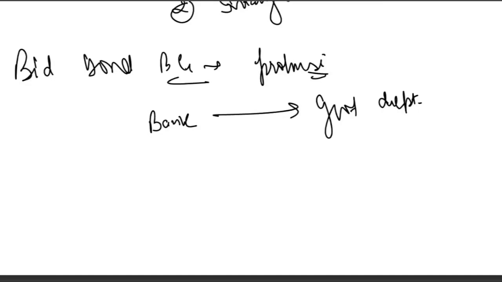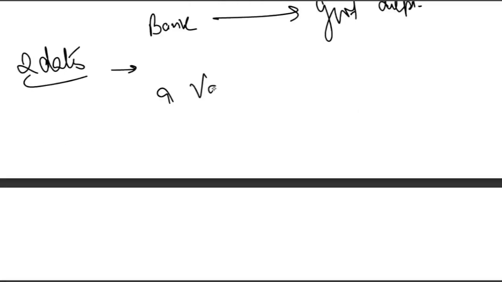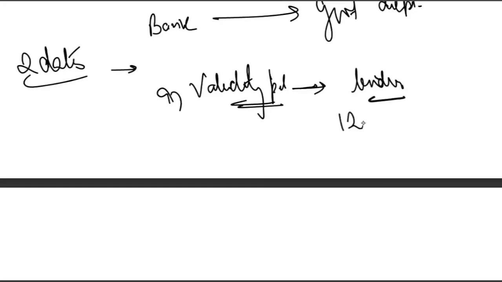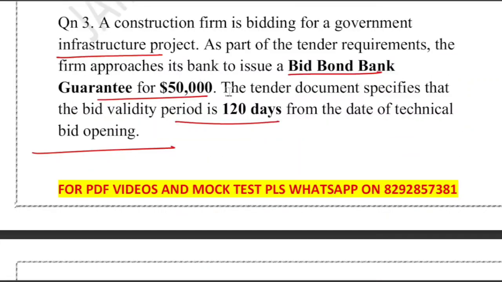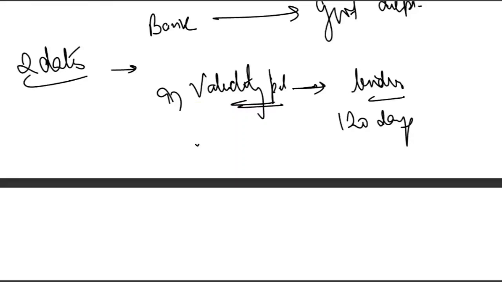Two dates always exist in a bank guarantee. What are the two important dates that always exist in a bank guarantee? First is the validity period. When I say validity period, what does it mean? It means the period in which the bidder is bound. That is called the tender bid validity period, and in this case it is 120 days. As you can see, the question mentions that the tender document specifies the bid validity period is 120 days. This is the first period, which is always mentioned in any kind of bid.